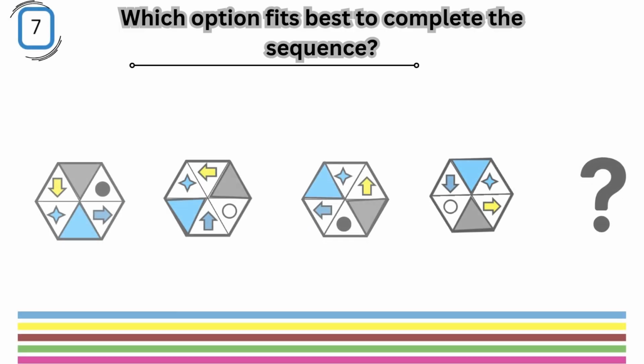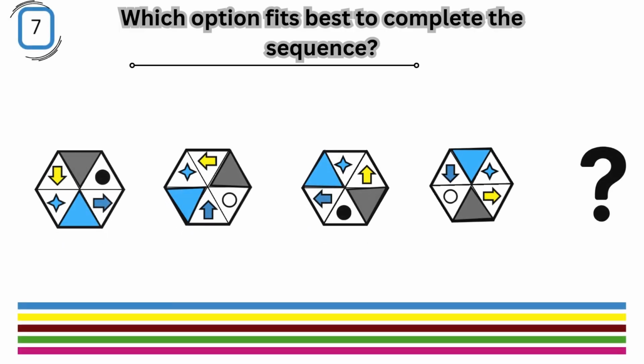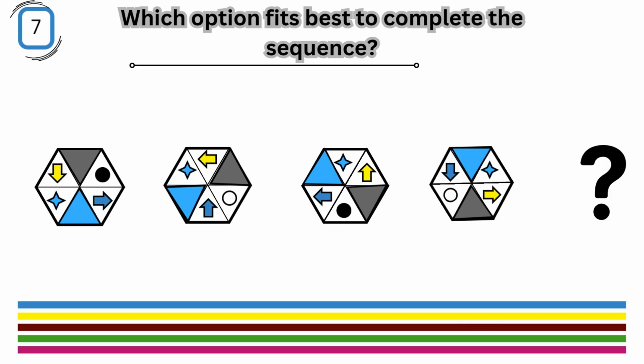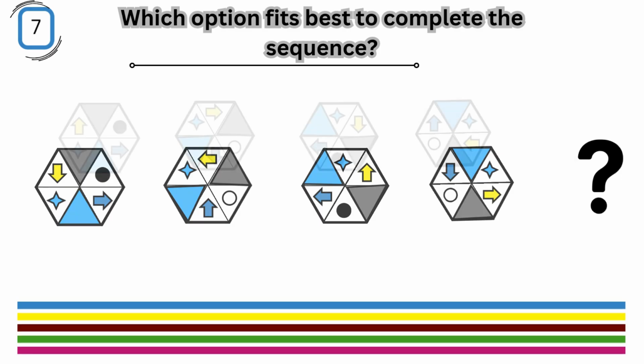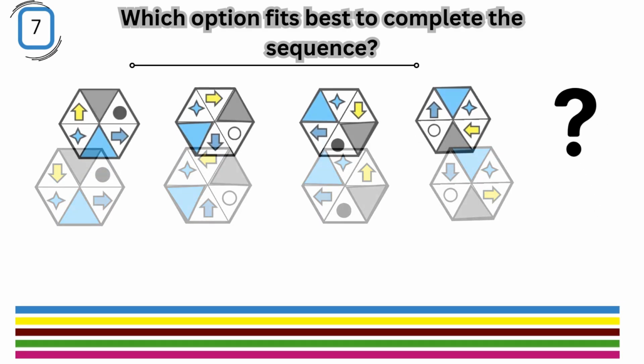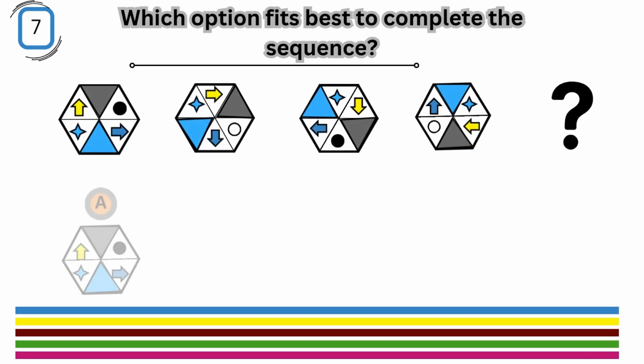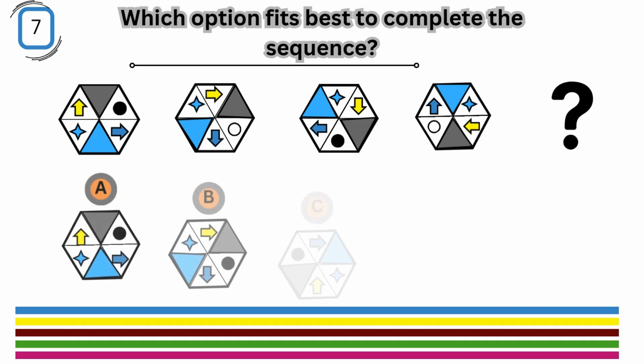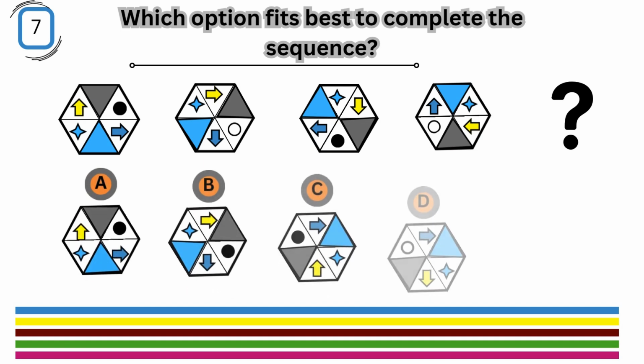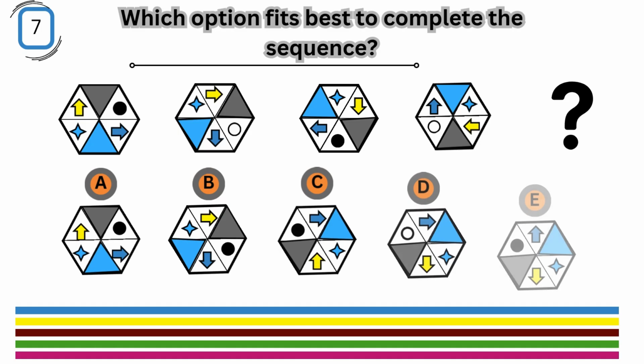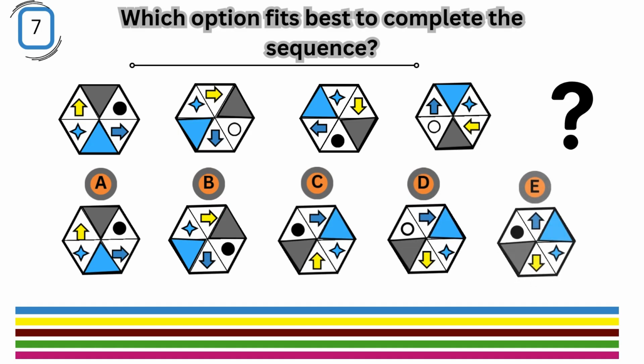Question 7. Which option fits best to complete the sequence? Does this look familiar? I'm confident it does. If you've been paying close attention, you'll be able to crack this quickly. All you have to do is identify the pattern, the color, and the movement of the elements. You'll have these options: Option A, Option B, Option C, Option D, and Option E. Which one completes the sequence? Your time begins now.